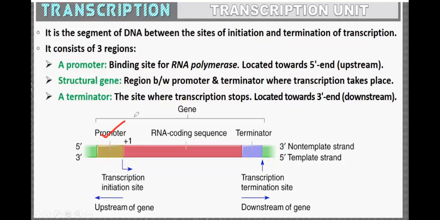This is a promoter. The gene is from promoter to terminator. Here there is the promoter, the gene, the terminator, then the RNA coding sequence. This sequence will be coding for RNA. Transcription will start after the promoter. From here is the transcription initiation site. This is called the upstream gene. Terminator, this is called the downstream gene. And transcription terminates at this site.